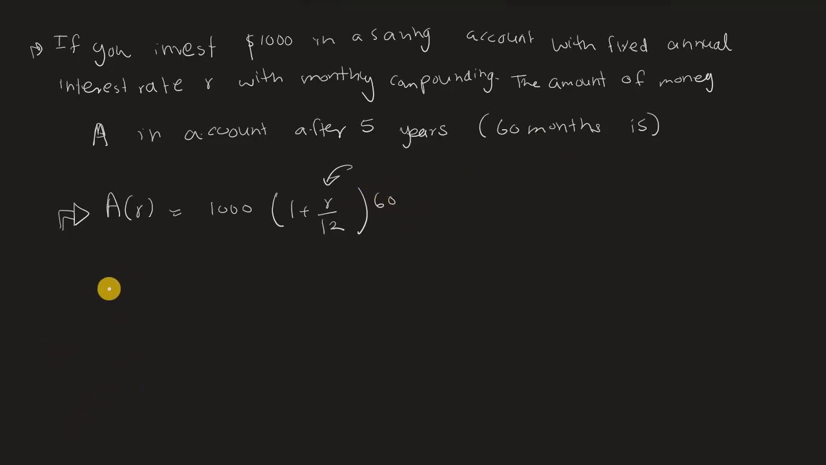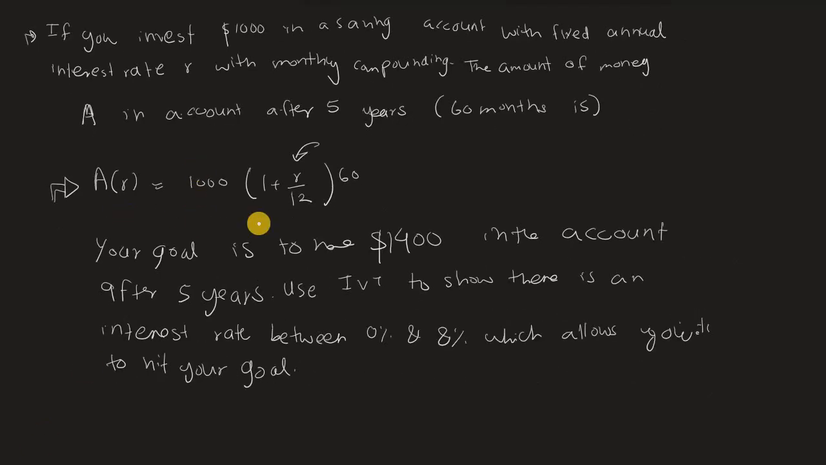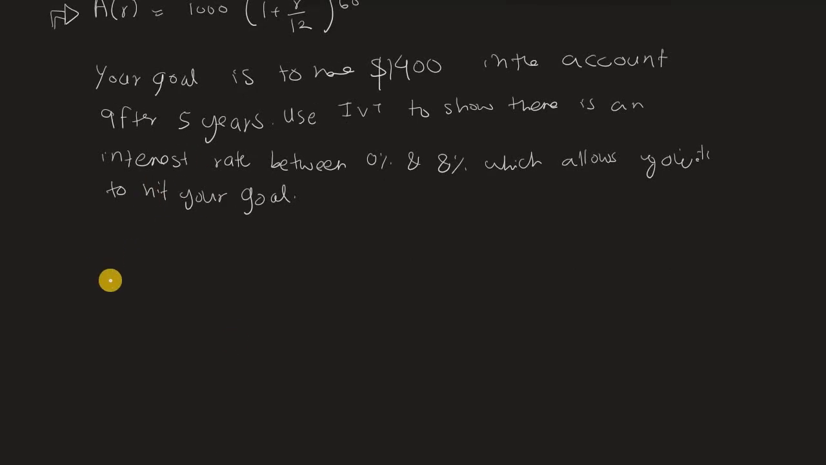Our goal here is, so I'm going to write the whole question over here, just give me a second. Okay, it says your goal is to have $1400 in the account after 5 years. Use IVT to show there is an interest rate between 0% and 8% which allows you to hit your goal. So how are we going to do this for the IVT, the intermediate value theorem?